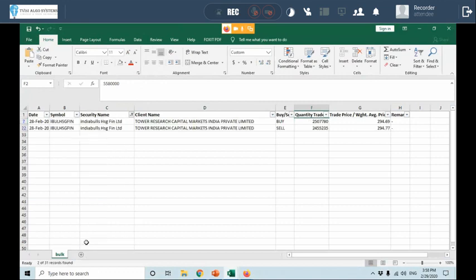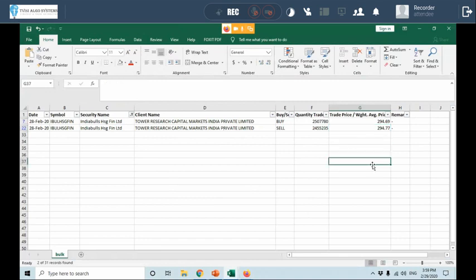India Bulls Housing Finance. This is the Tower Research series. Now, Tower Research Company, one arm has bought and the other arm has sold. So this is called a speculative transaction. One arm is buying and another arm is selling, or the same person is buying and selling. Look at the buy quantity and the buy price. Look at the sell quantity and the sell price.